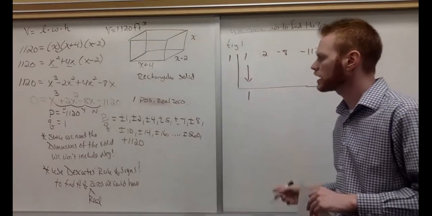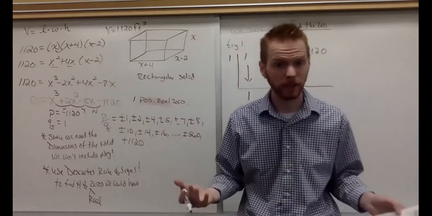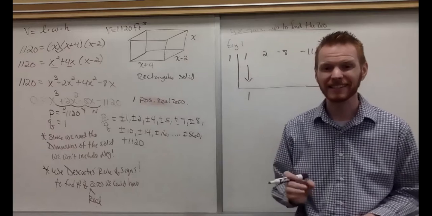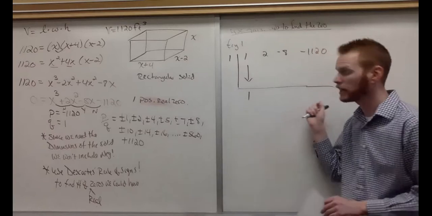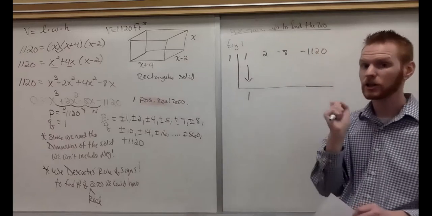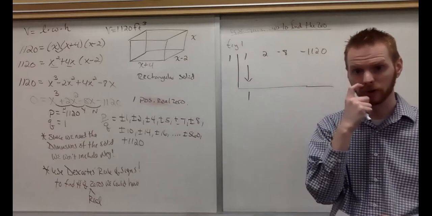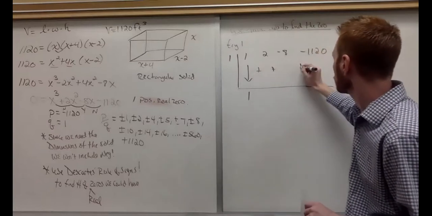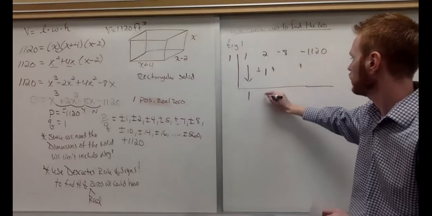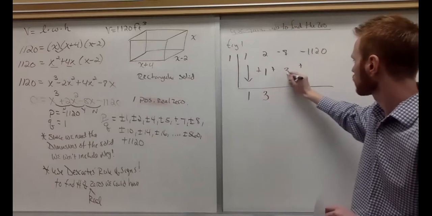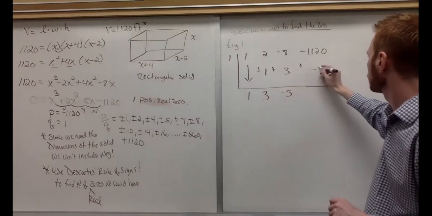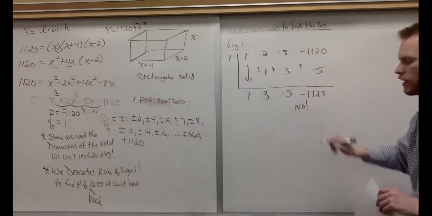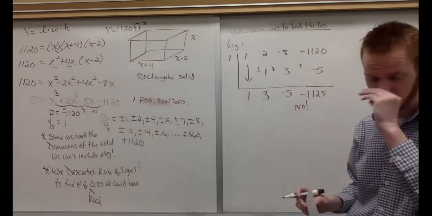Now, why am I using synthetic substitution? It could be a little bit quicker. It honestly could. But the other thing is, if I'm using synthetic substitution, I want to make sure that the remainder becomes 0, because that tells me that it has to be a solution when the remainder is 0. Okay, that's using a concept from a previous lesson. All right, so here we go. So that's a 1. There's 3. 3, -5, -5, -1,125. So nope. 1 is not a solution. Okay.